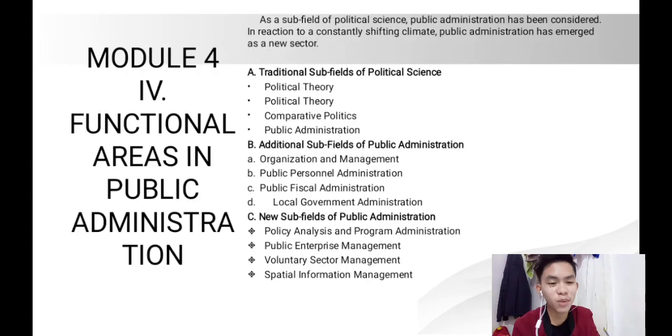So we are now at Module 4, functional areas of public administration. In this module, we will be talking about three major things. We have the traditional subfields of political science. We also have the additional subfields of public administration. And we also have the new fields of public administration. So talking about the traditional subfields of political science, we have political theory, comparative politics, and public administration to begin with.